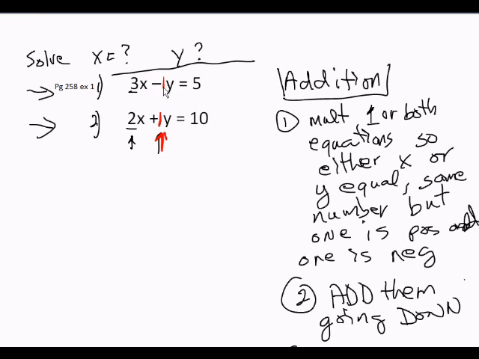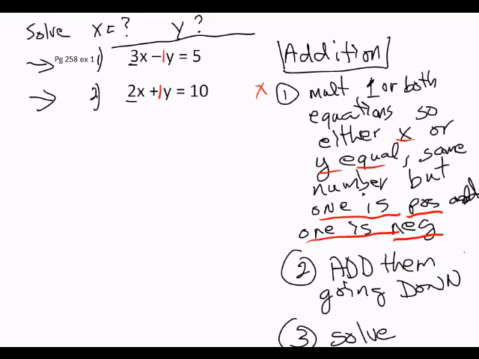What's the number in front of the y? Yeah, exactly. Do you see how the y's have the same number? Either the x's or the y's are equal. Do you see how the y's both have 1? And do you see one has to be positive and one has to be negative? One is positive and one is negative. Do you see how that's already there? So we don't have to do step 1 for this problem. Step 1's already been done for us.